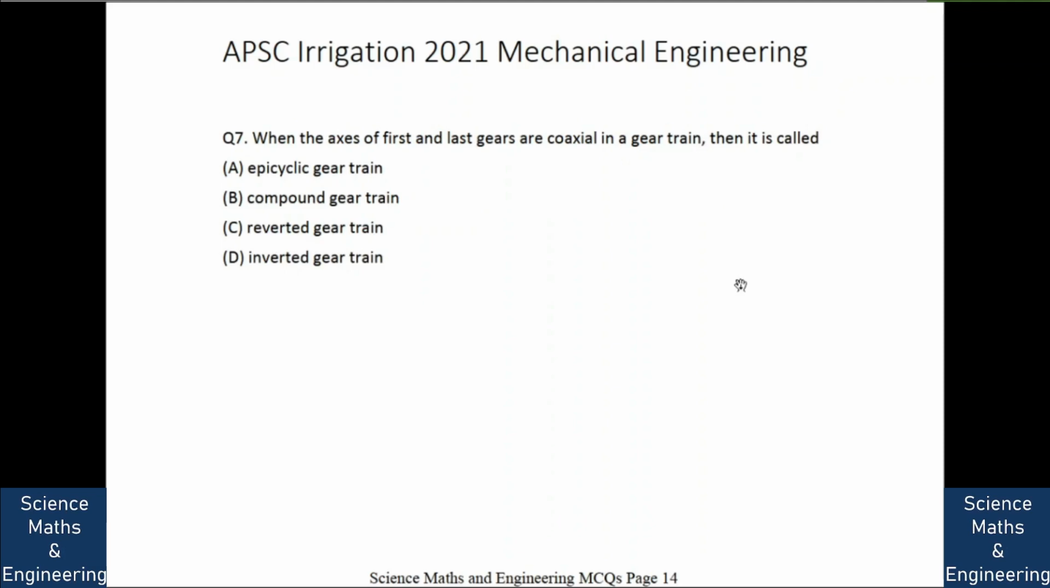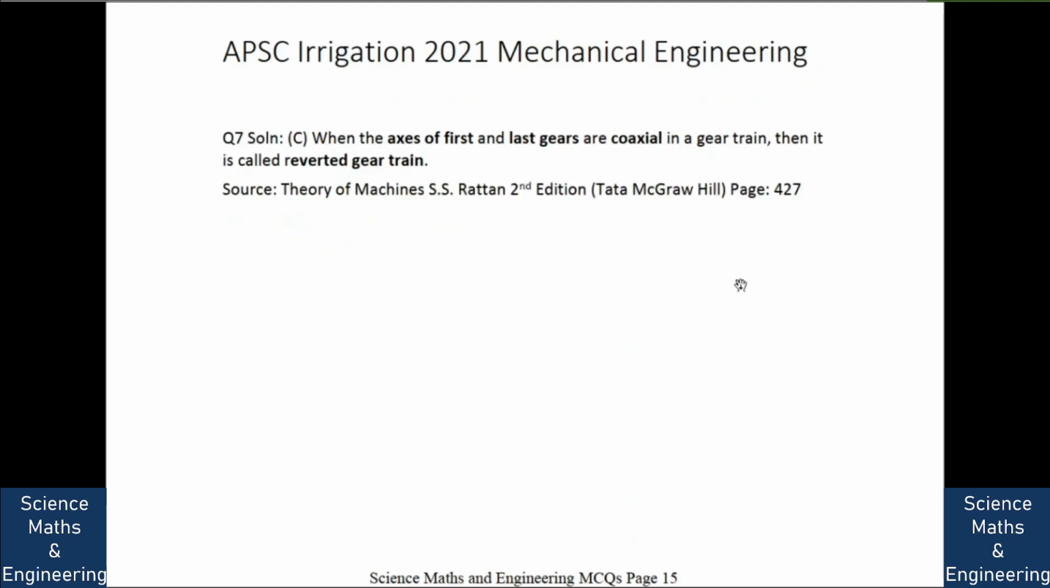When the axes of first and last gears are coaxial in a gear train, then it is called: A, epicyclic gear train; B, compound gear train; C, reverted gear train; or D, inverted gear train. So you can pause and think of the answer. So the answer is C, reverted gear train. So again, you can check the source if you have any more queries. So we will go to the next question.